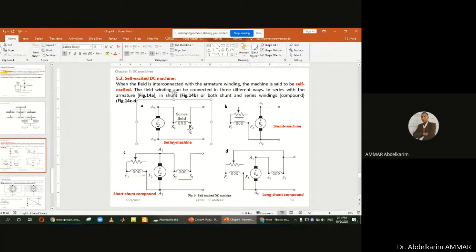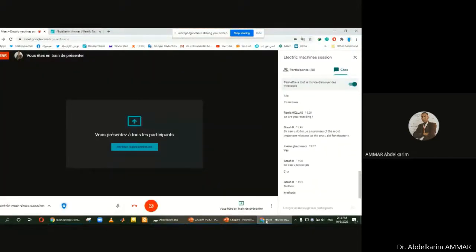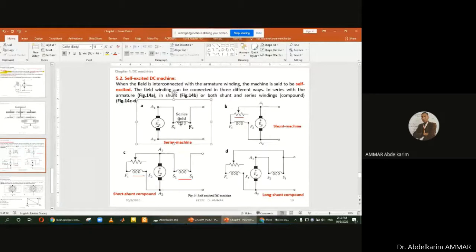Why the series machine? Because it has a great starting torque. If you think the railway uses alternating machines, no, it uses DC motors, especially the series configuration. It is applied in the railway and in the tramway, those high power applications.